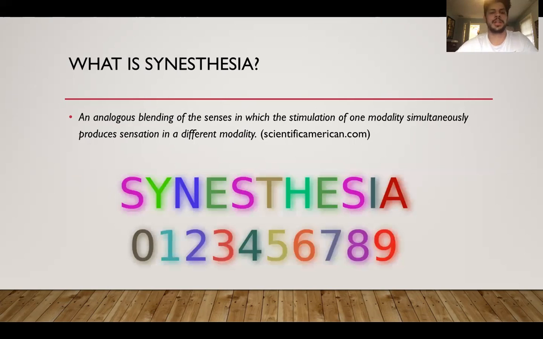What is synesthesia? Synesthesia is really just the overlap of sensory systems. So in this picture below, it shows different colors of letters, like in grapheme color synesthesia, where you associate colors with certain letters or numbers. And this is a definition I pulled from Google. They're all relatively similar. They mean the same thing. It's just different ways of putting it.